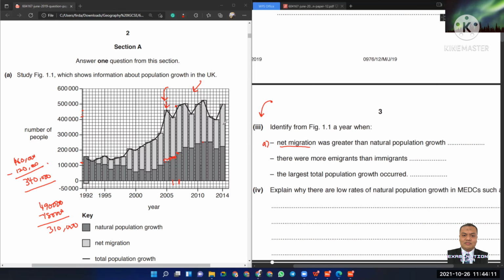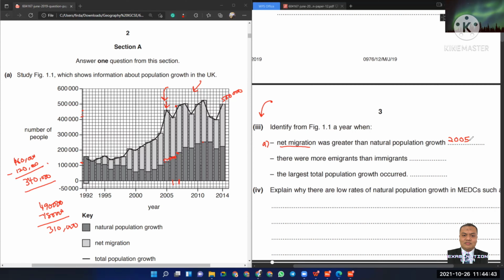And then lepas tu you tengok 2014, just to be safe. So 2014 dekat sini, you tahu the total population growth is 500,000. And then lepas pula you tengok dekat sini, the natural population growth is 220. So 500 minus 220, you still get 280. Therefore dekat sini you tahu yang tahun 2005 adalah tahun yang paling besar. So you can see that the net migration was greater than natural population growth in 2005.